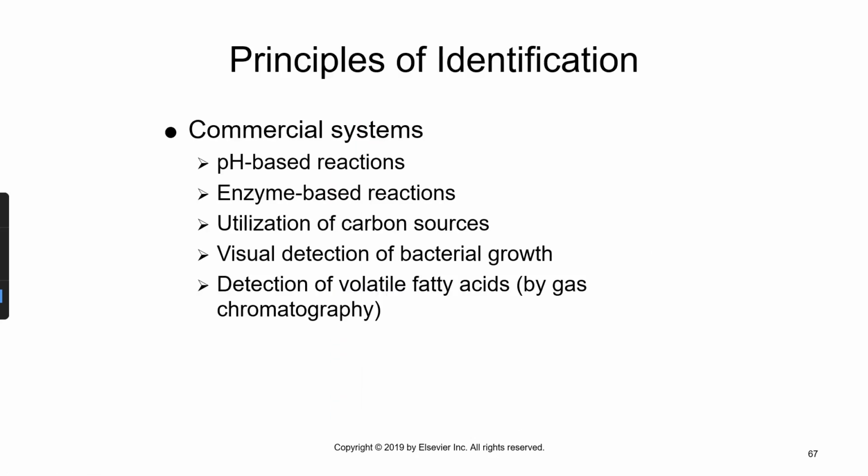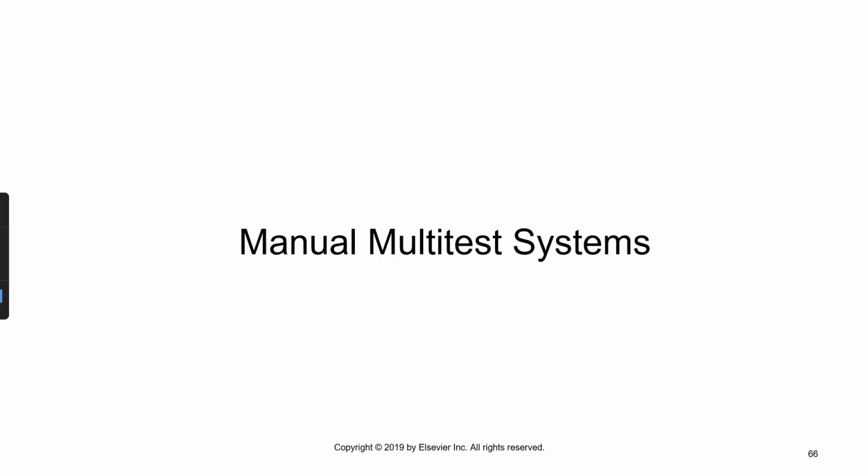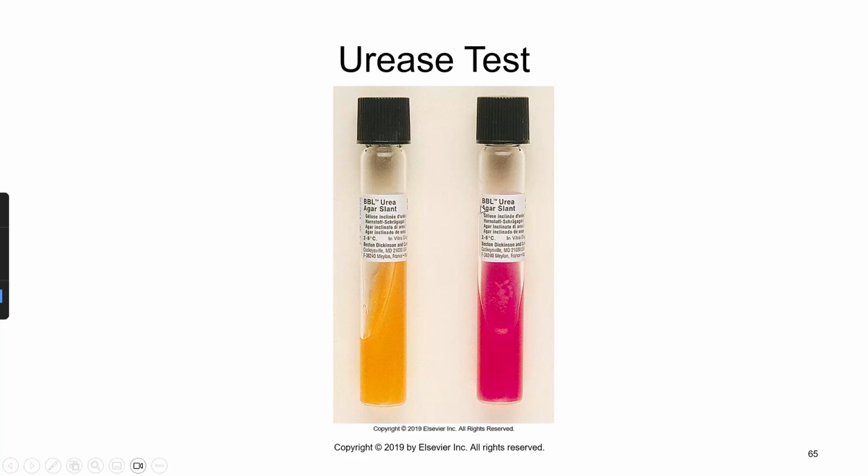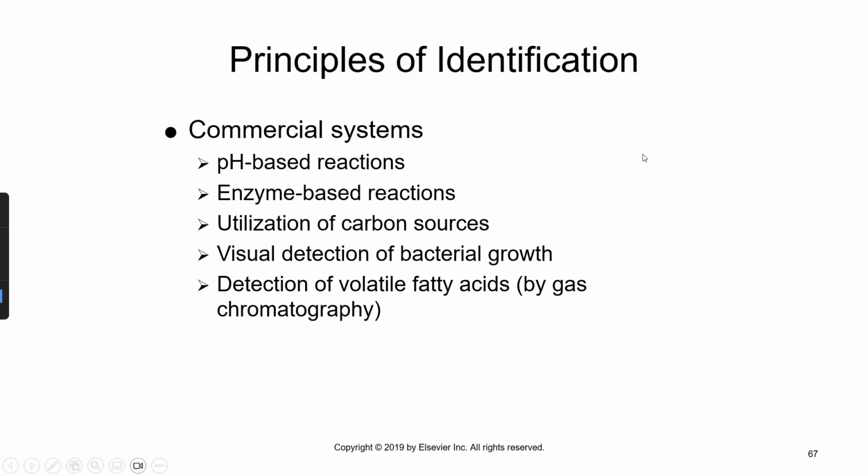Manual multi-test systems. There are commercial systems that are available now. In these previous slides, most of the tubes were large like this. In these commercialized systems, the tubes are super small. We have multiple wells with different reagents in them, and when we inoculate all those wells with the bacterium, we can see color changes in each one of those wells. We report those color changes as being positive or negative, which comes up with a numerical code system that we can then go look up in a reference manual.